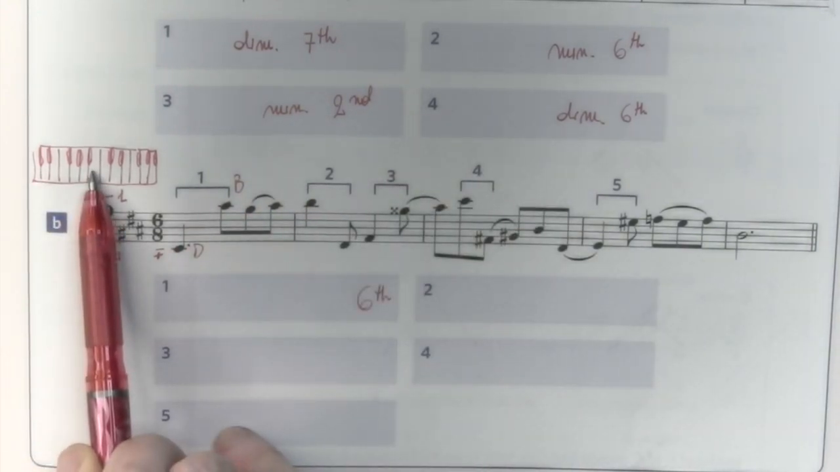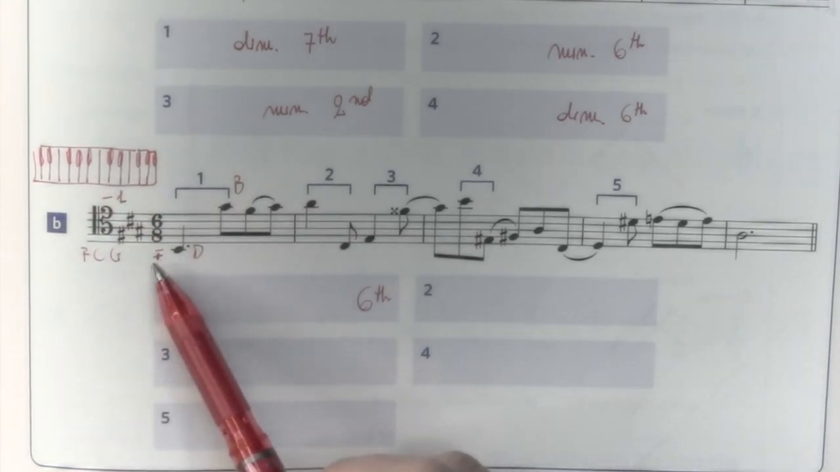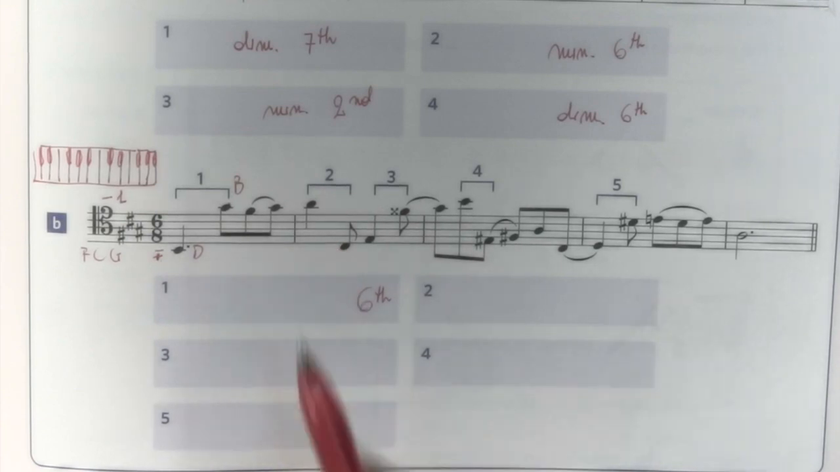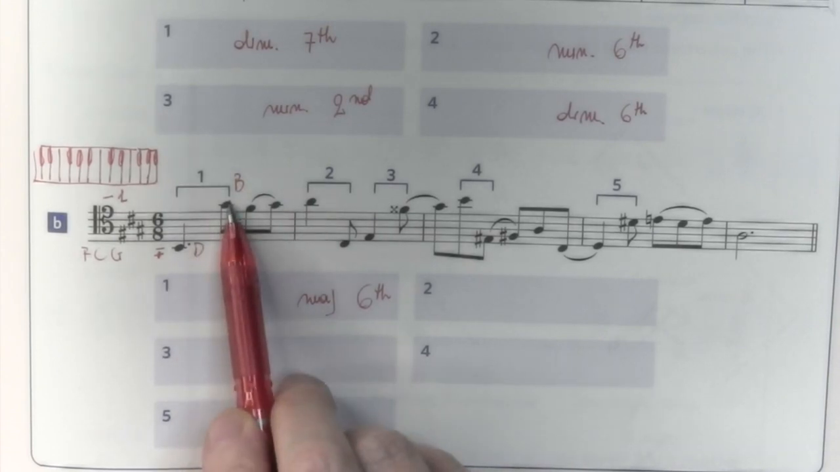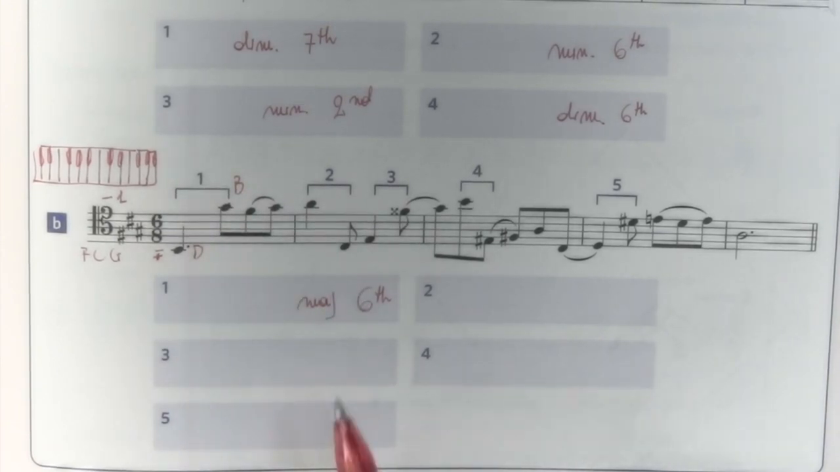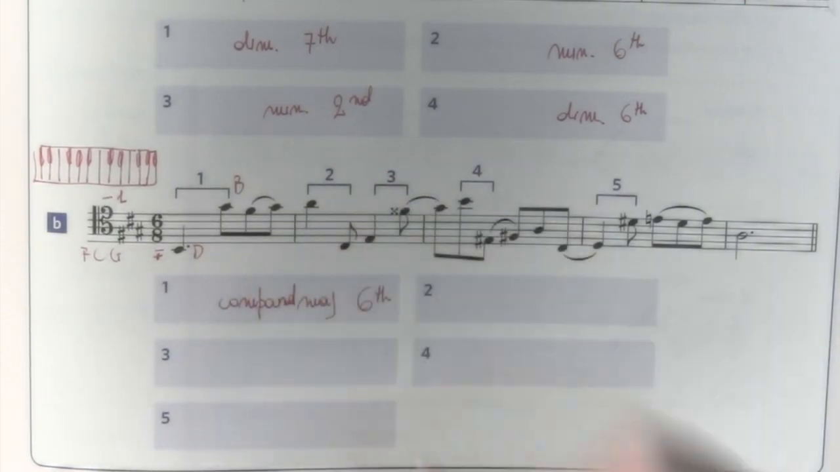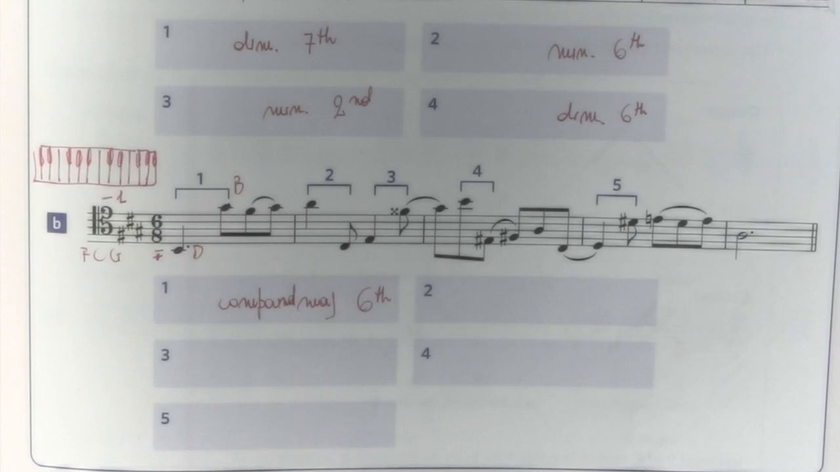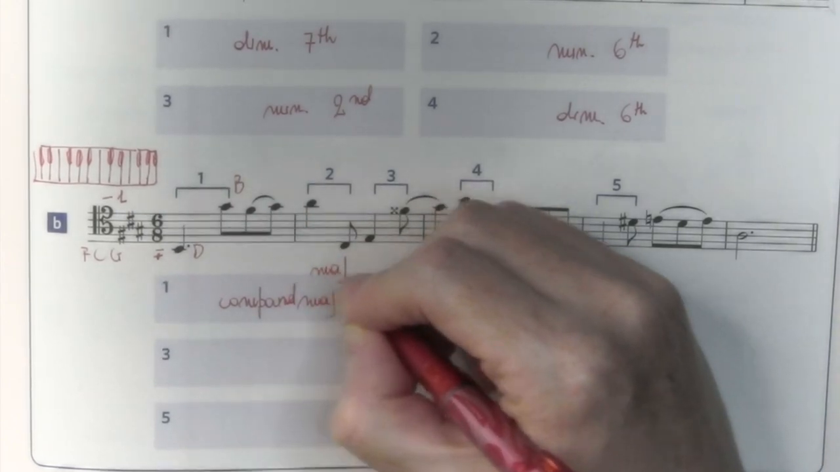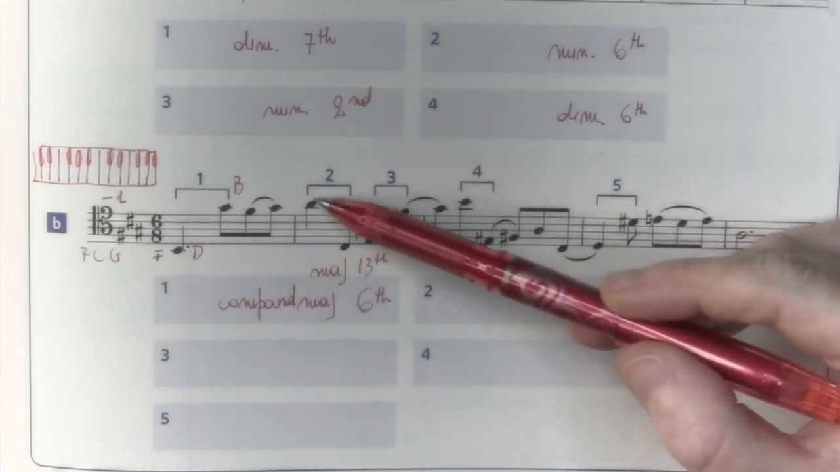Let's see what kind of third it is. One and a half. So it is a minor third. And a minor third flipped over becomes a major sixth. Now, because this is a compound interval, it's a compound major sixth. Now, this could also be called a major 13th. And let's move on to the next one.